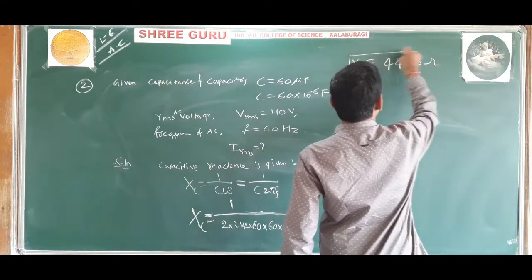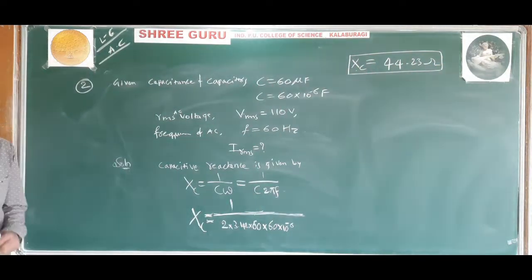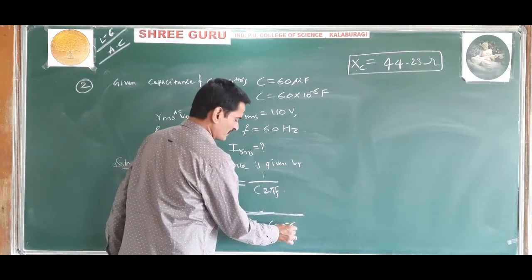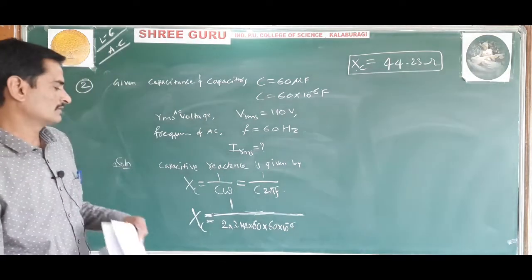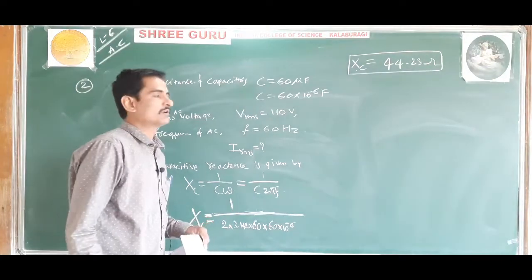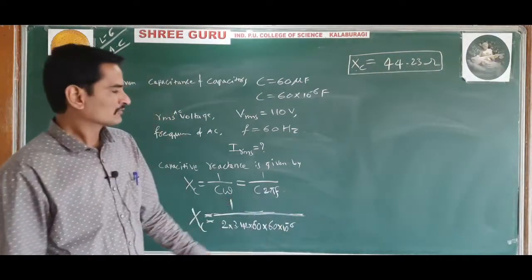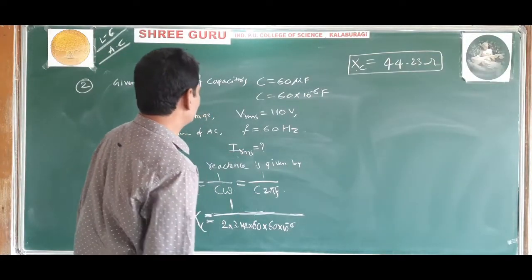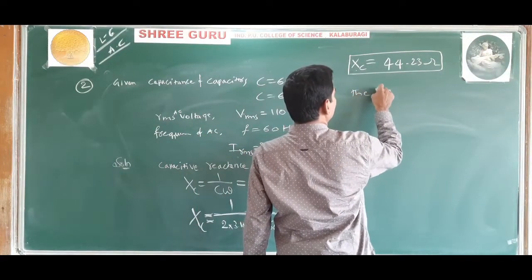44.23 ohm. Check out the calculation if you want. It is 10 to the power minus 6; when it goes to the numerator, it will become 10 to the power plus 6. So do the proper shifting of the power of 10, then you will get 44.23 ohm. So now we want the IRMS current, the RMS value of current.